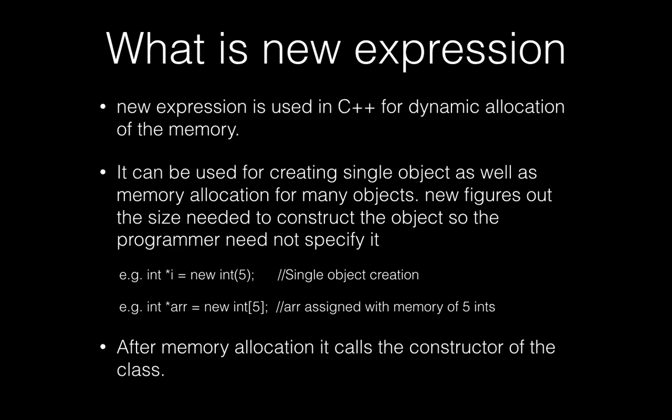So new figures out the size needed to construct the object, and hence the programmer doesn't need to specify it like malloc. So here you can see the examples of single object creation as well as multiple objects creation, and you can do this for user defined classes also. Here we have used int for a simple example, and after memory allocation new expression calls the constructor of the class. So if it's a user defined class, after memory allocation the user defined class's constructor will get called.